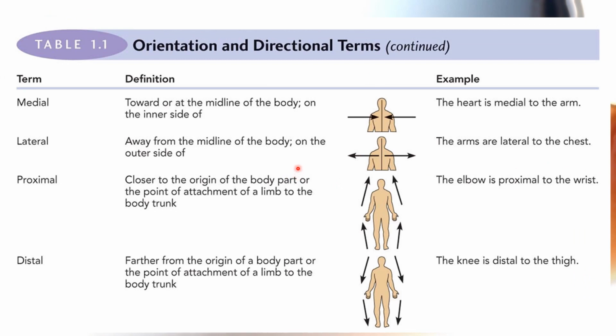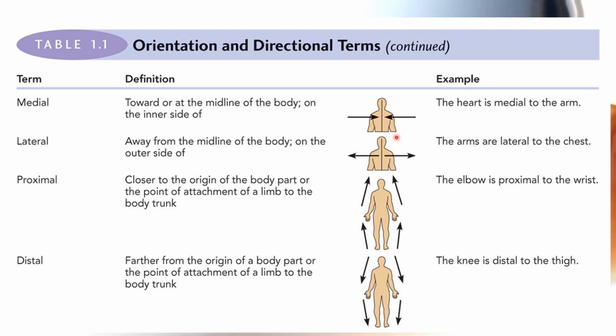So let's keep going with our directional terms. We had superior, inferior, anterior, posterior. Now we have medial and lateral. Imagine drawing a line right down the middle of your body, from the top of your head all the way down. That's called midline. It's cutting your body in half. Medial means anything that's more towards that midline, towards the middle of your body. Lateral is away from the middle of your body, away from that midline.